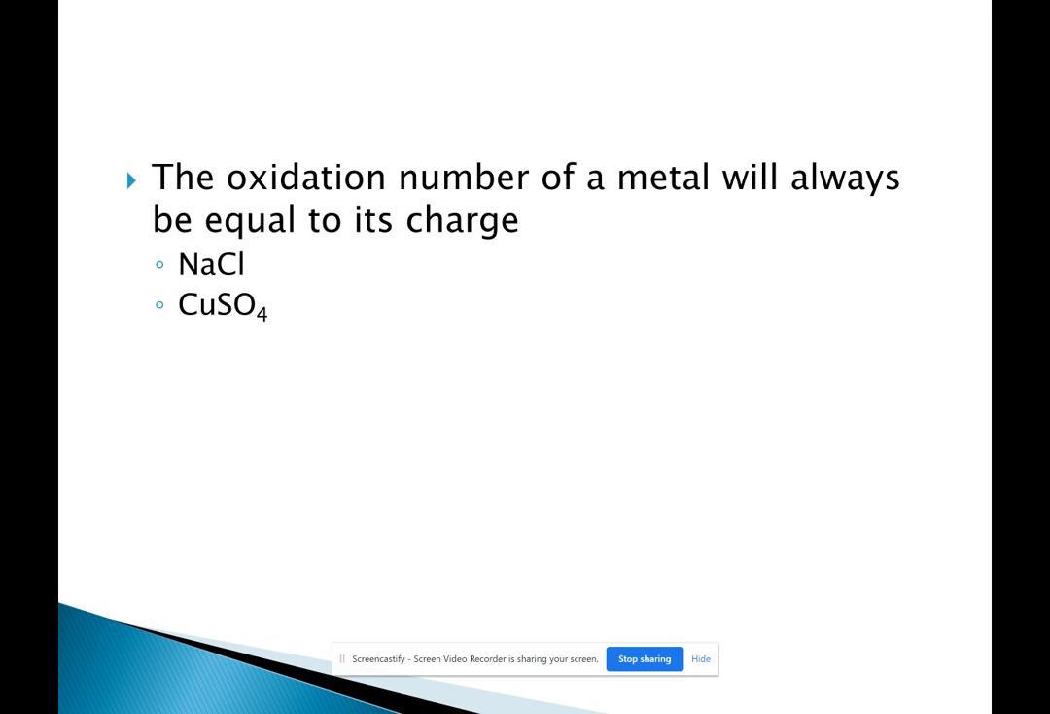The oxidation number of a metal will always be equal to its charge. So in sodium chloride, the oxidation number of the sodium is +1 because sodium always has a charge of +1. In the copper sulfate, the oxidation state of copper is +2 because sulfate has a -2, so the copper has to have a +2 charge to balance it out. So when you have an ionic compound, a metal, nonmetal, you can always assign the oxidation number of the metal first because it is just the metal's charge.